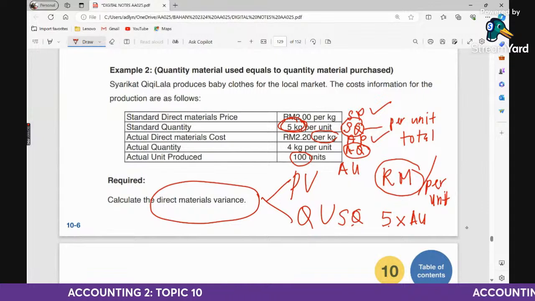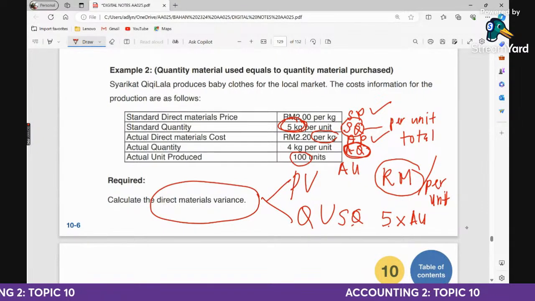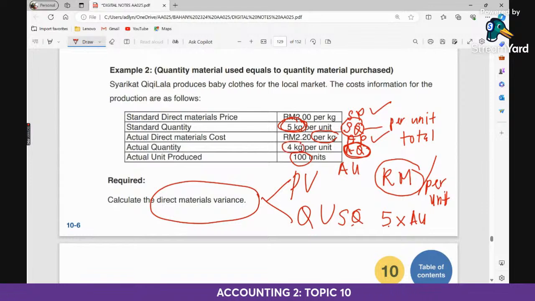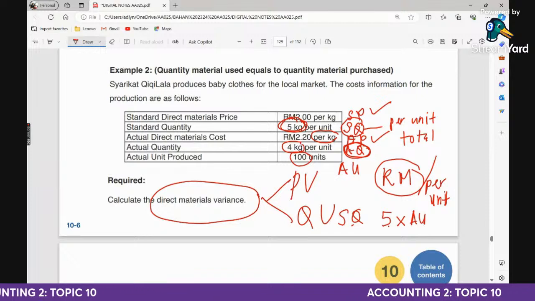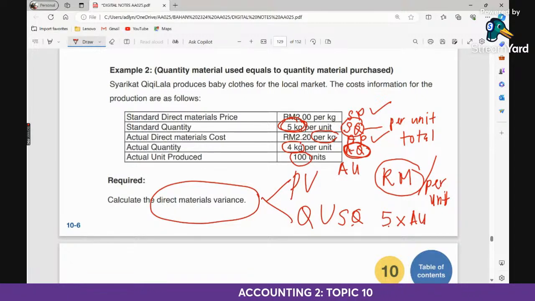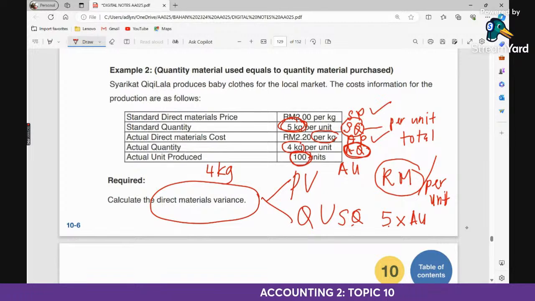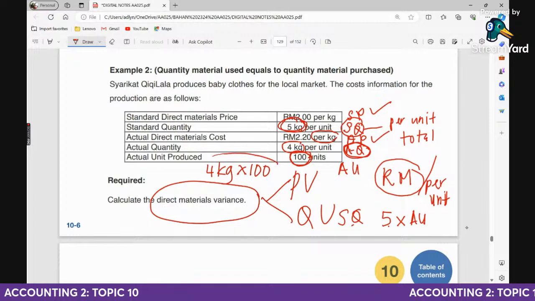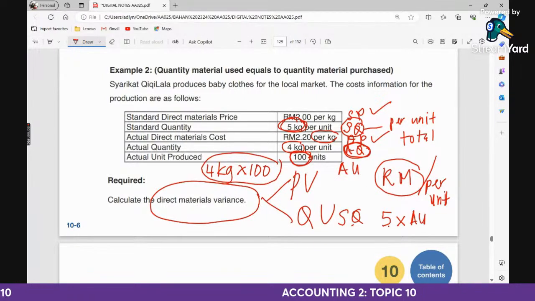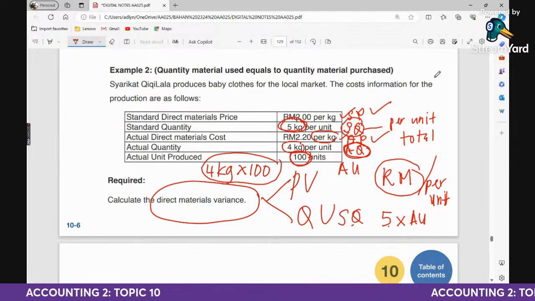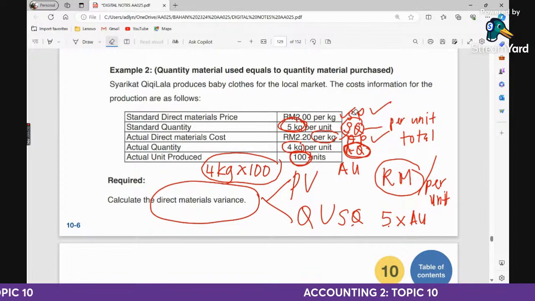Okay. So sama juga dengan AQ. Walaupun dalam soalan per unit ialah 4 kg, tapi bila I nak ganti dalam persamaan, AQ tidak boleh jadi per unit. Dia mesti jadi total actual quantity. Total actual quantity ialah 4 kg 1 unit, tapi berapa yang you keluarkan? You keluarkan 100 unit. Jadi saya punya actual quantity ialah 400 kg. You got that? So untuk RM2 dengan RM2.20 ni I boleh terus direct ambil dari soalan dan gantikan dalam persamaan.